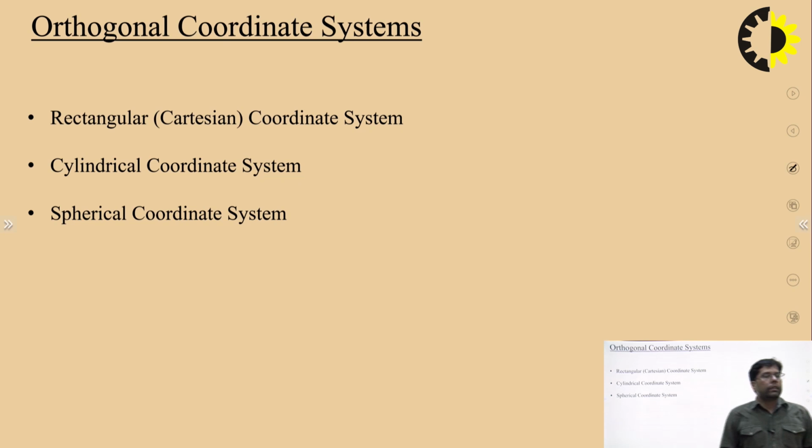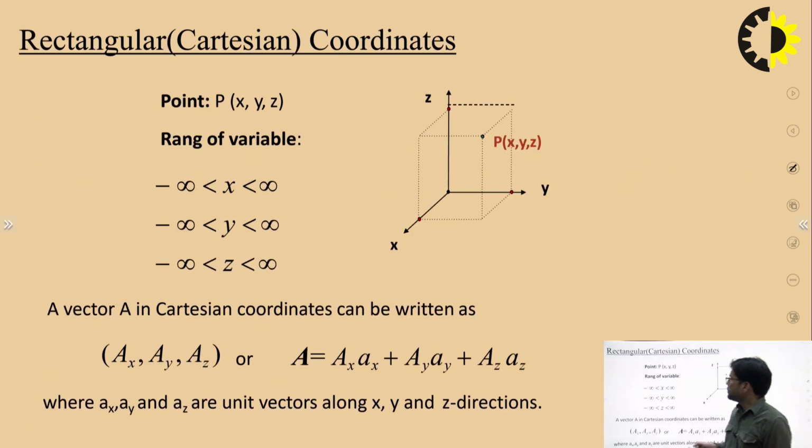So there are most probably three coordinate systems. The first one is the rectangular coordinate system, also we can say Cartesian coordinate system, the second one is the cylindrical coordinate system, and the third one is the spherical coordinate system. These coordinate systems are the basic foundation of antenna theory and design, or we can say electromagnetic field theory as well. So we start with the rectangular or Cartesian coordinate system.